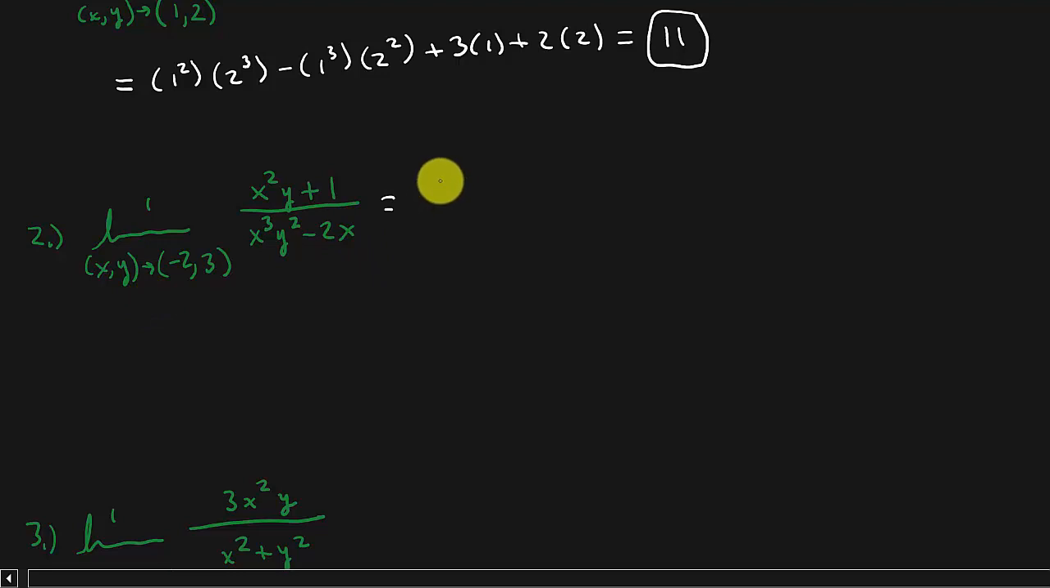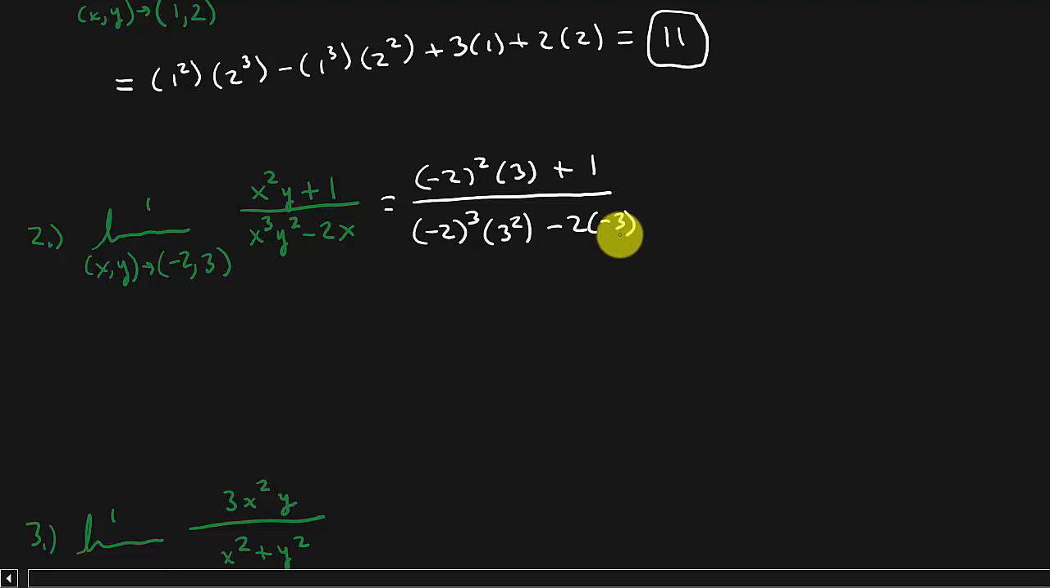And so we've got what? -2 squared times 3 plus 1 over -2 cubed times 3 squared minus 2 times -3. I'll plug all that in, right? Let's see. Make sure I didn't miss anything. Yeah, I did miss it, didn't I? That should be a negative. I don't know why I put -2. That should be -3. So that's -13 over 68 when you do the arithmetic.